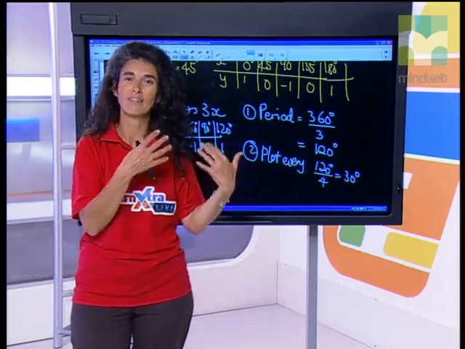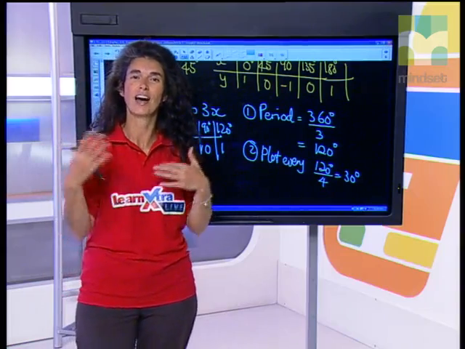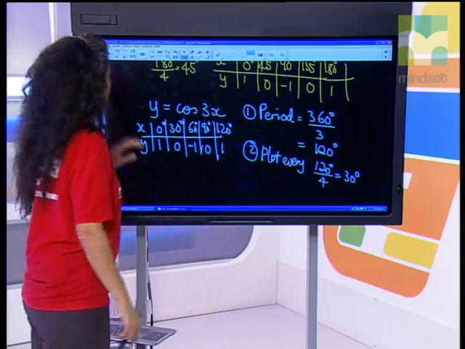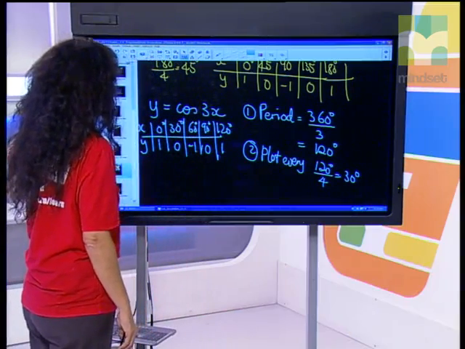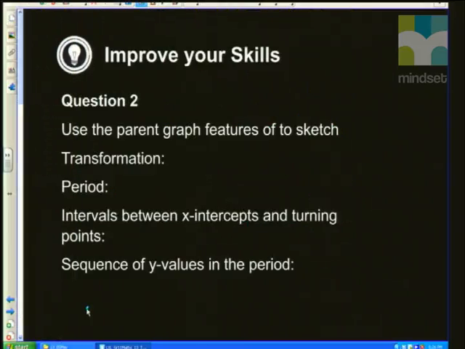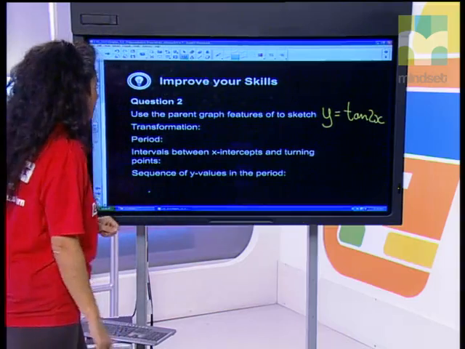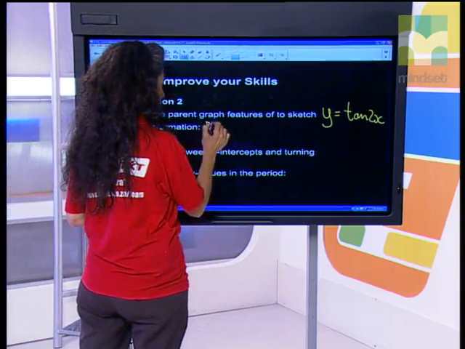I'm trying to understand how the function transforms based on how the parent graph is changing as a result of that changed coefficient of x. Okay, so that's that function. And so if we use the parent graph features to sketch, let's sketch y equals tan 2x. It's a coefficient of the angle, so what changes? Great, the period. So the transformation is that there's going to be a period change.